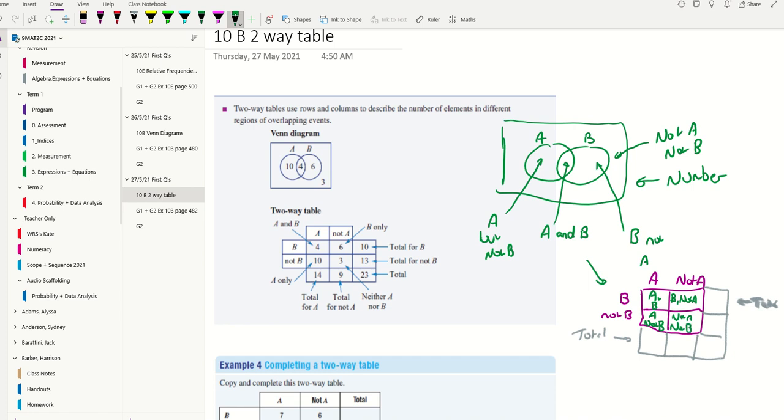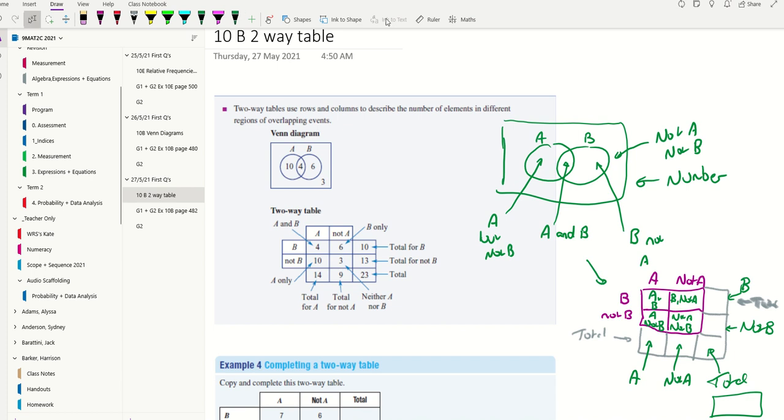And then what we've got here, this is our column total. So that's A. This is our column total of this one, so that's not A. We've got our rows. This one in here, our row is B, so that's everybody in our B circle. This one here is not B, so that's everybody that's not B. And finally, this is our grand total. So that's everybody inside the square, all the people inside the rectangle.